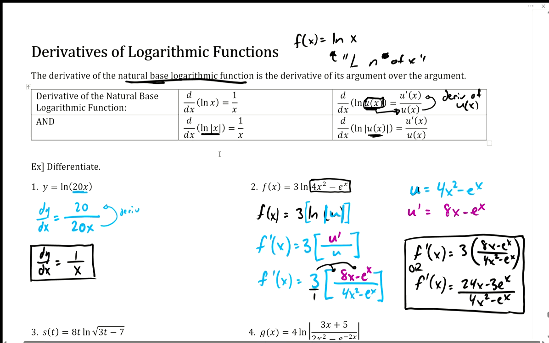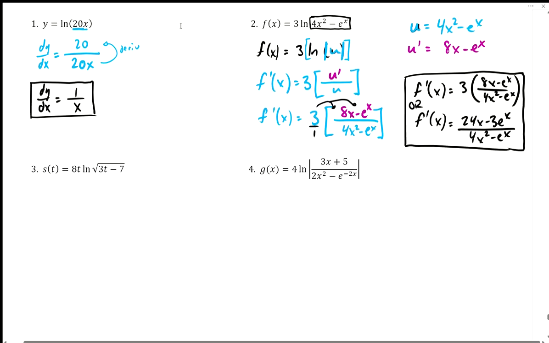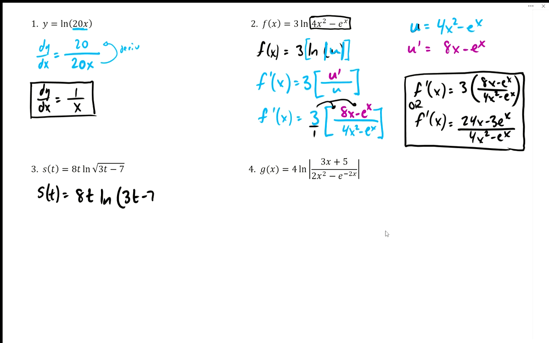Okay, so let's see 2 others. All right, so let's see these ones. These ones look a little nastier. All right, so let's see, we could deal with them. All right, so here we've got, let's rewrite it. So it's s of t equals 8t ln and then 3t minus 7 to the half power.